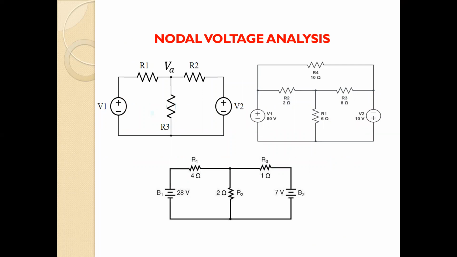Let us see what is nodal voltage analysis. In figure 1, here we have taken two nodes, V alpha, and we have two voltages, V1 and V2, and which are connected to three resistors. And in the second figure, we can see from resistor 2 to resistor 3, we have three nodes and another node which is touching the ground, which is taken as V reference. We can name them as A, B, C, and D.